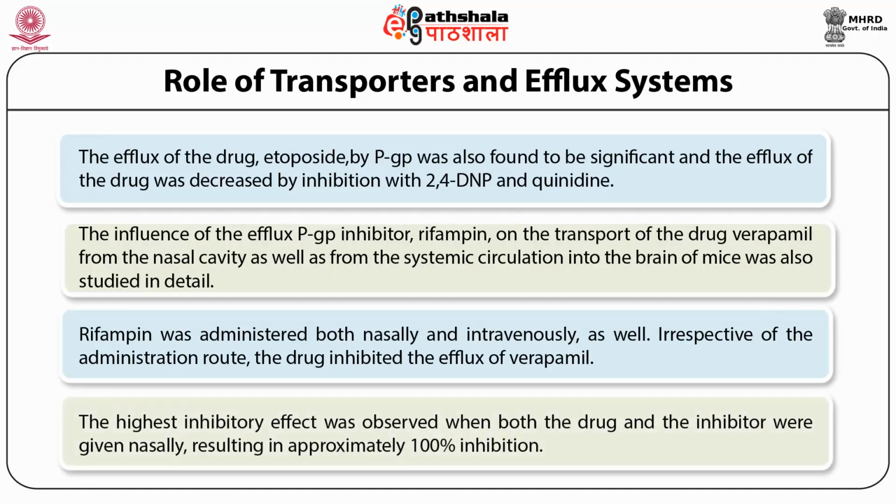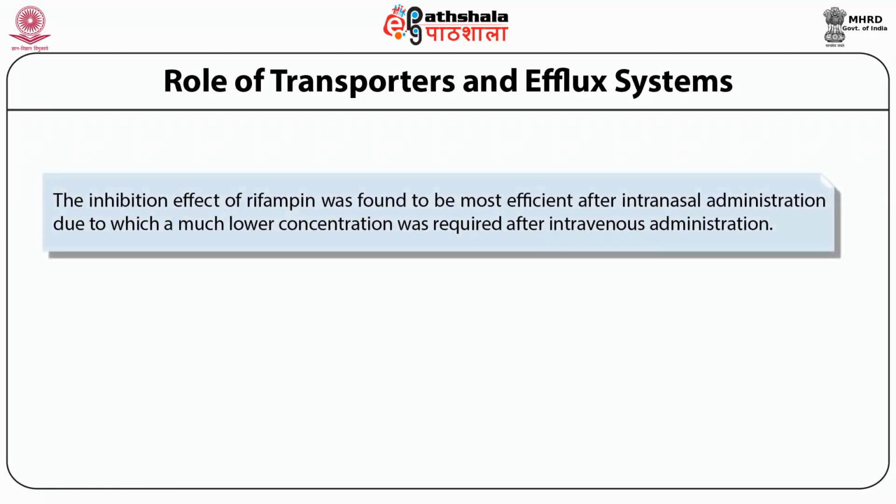The highest inhibitory effect was observed when both the drug and the inhibitor were given nasally, resulting in approximately 100% inhibition. The inhibition effect of rifampin was found to be most efficient after intranasal administration, due to which a much lower concentration was required after intravenous administration. But the extent of systemic distribution of the drug or inhibitor after nasal administration could not be studied in detail.